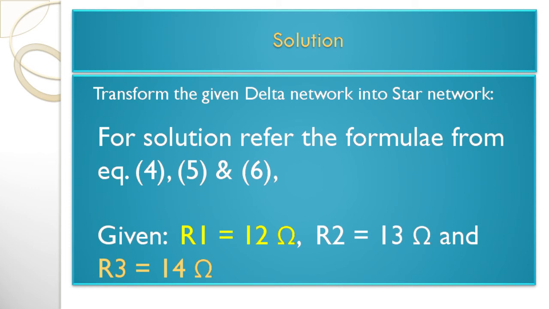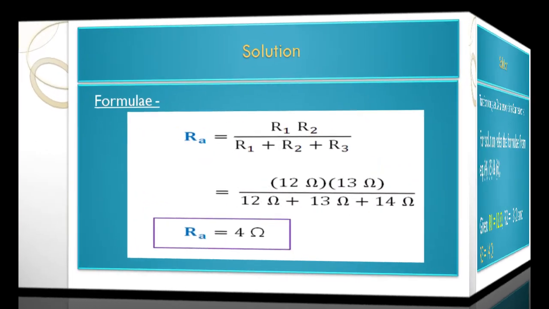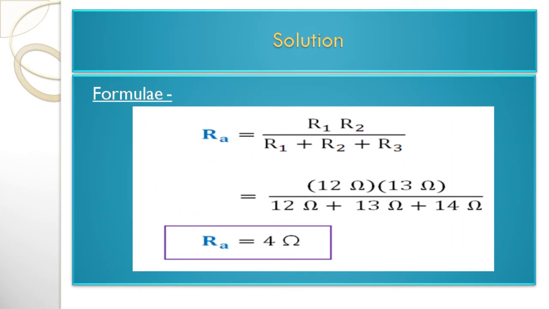Solution of delta to star transformation example. For solution, refer the formulae from equation 4, equation 5 and equation 6. Now write given data. R1 is equal to 12 ohm, R2 is equal to 13 ohm and R3 is equal to 14 ohm.